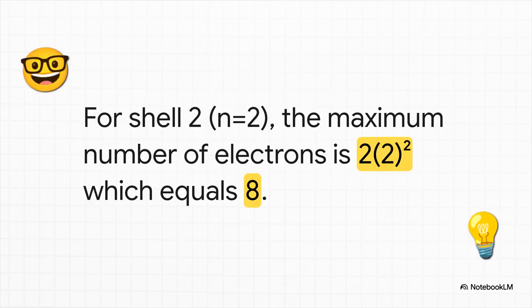Let's test it out real quick. For the second shell, n is 2, right? So the formula is 2 times 2 squared. Well, 2 squared is 4, and 2 times 4 is 8. So the second shell can hold a maximum of 8 electrons. This simple little piece of math dictates how all the elements bond and react with each other. It's that important.